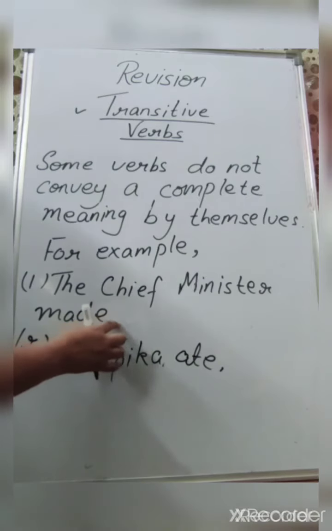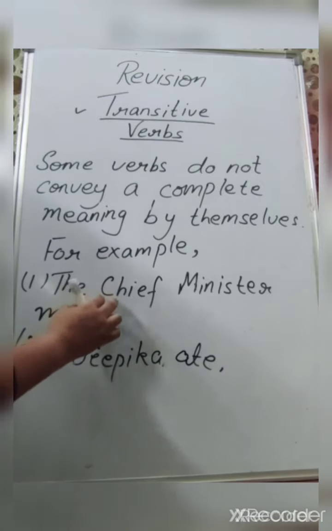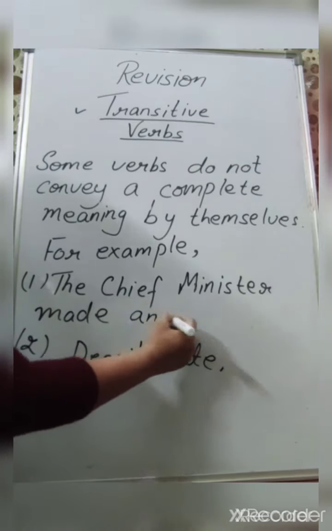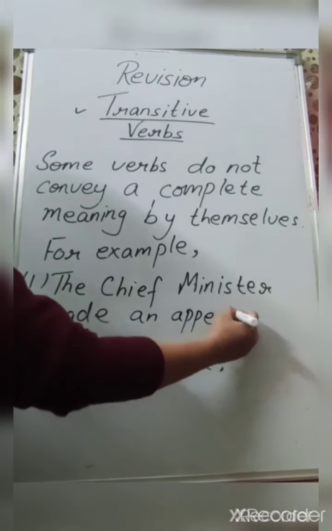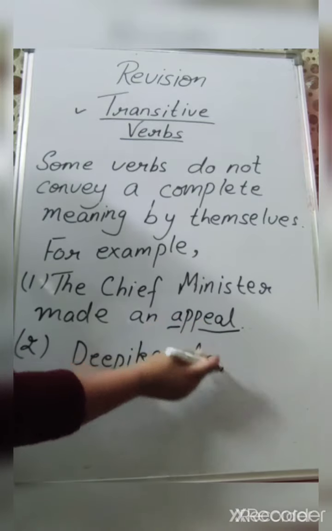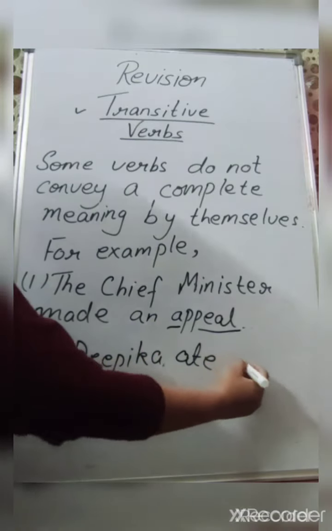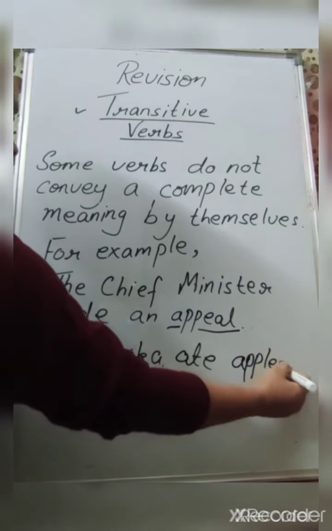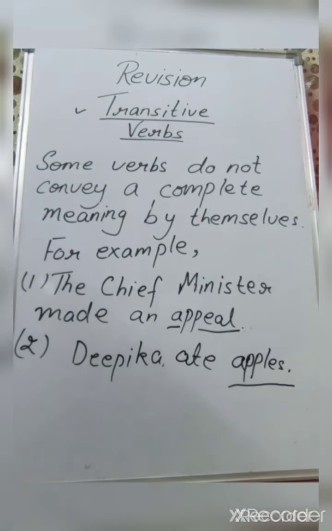So, let's add an object. The chief minister made an appeal. So, what did the chief minister do? He made an appeal. Deepika ate apples. Now it is making complete sense. So, a verb that requires an object to complete its meaning is called a transitive verb.